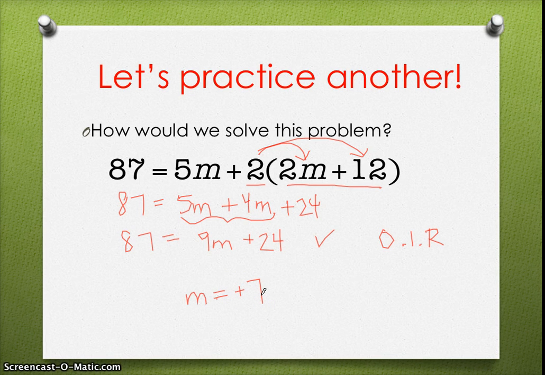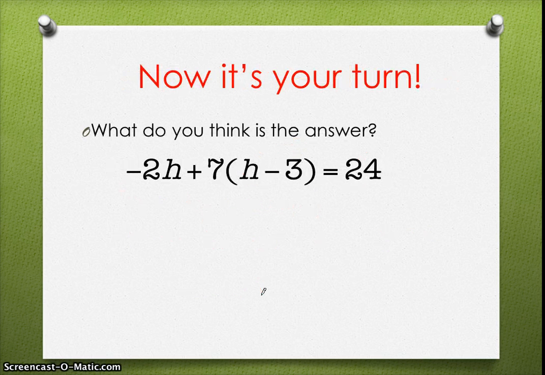Now it's your turn. You're going to do this problem all on your own, thinking about the two concepts that we have reviewed in this lesson: how to apply the distributive property, and what it looks like when we combine like terms. So in this problem, negative 2h plus 7 times the polynomial inside the parentheses, h minus 3, equals 24. Ask yourself, how are you going to solve using the distributive property? And do we need to combine terms that are alike?